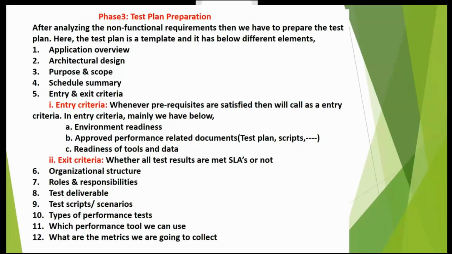The next element is architectural design. The architectural design means how many servers we have, like how many web servers, app servers, DB servers, and middleware servers. For each server, what is the capacity? The capacity means processor, memory, and disk for each server. That is about the architectural design.